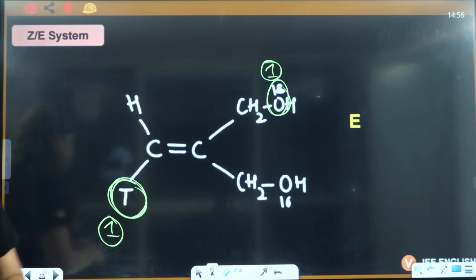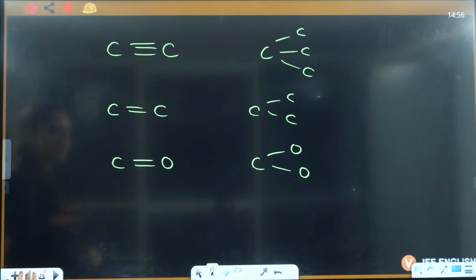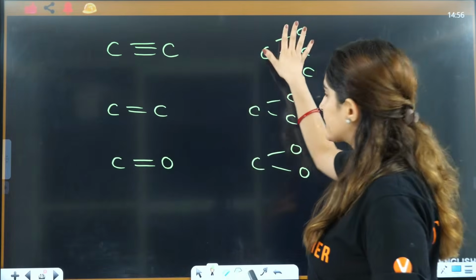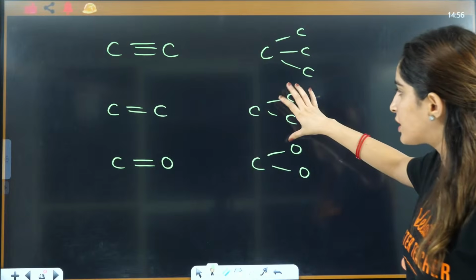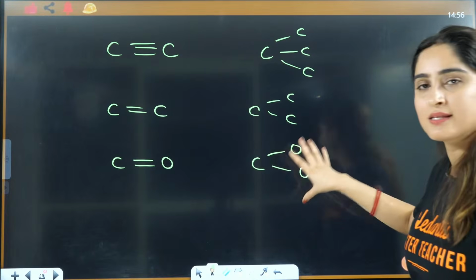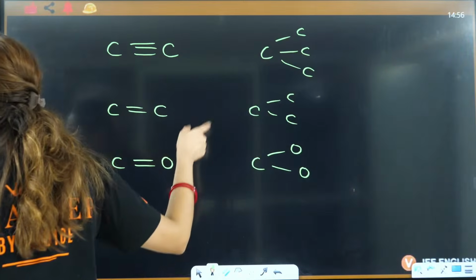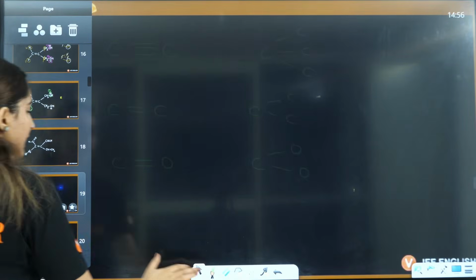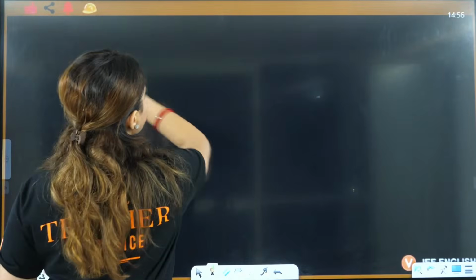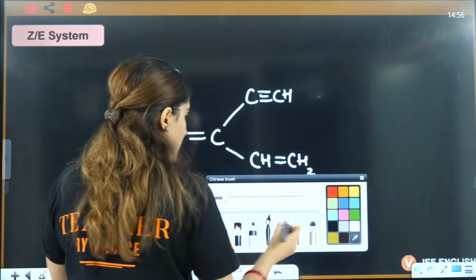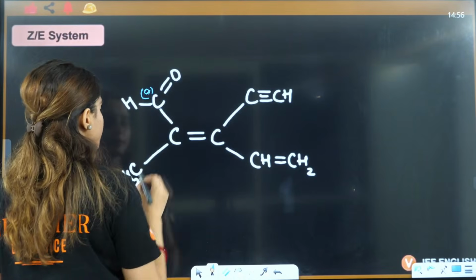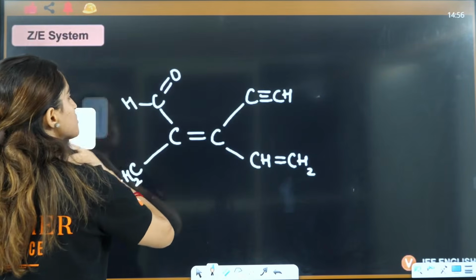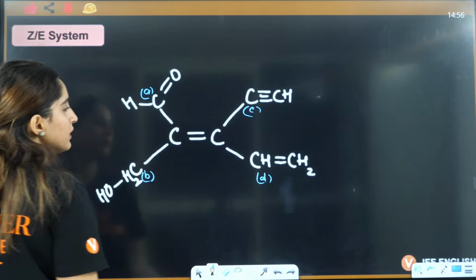Okay, now see this, tell me if this is clear. C triple bond C means C is connected to C 3 times. C double bond C means C is connected to C 2 times. C double bond O means C is connected to O 2 times, right? Is this clear to everyone? Tell me, so that I can define what is written here. Now I'll mark these A, B, C, D so that you understand. Let's say this is A carbon, this is B carbon, this is C carbon, this is D carbon.